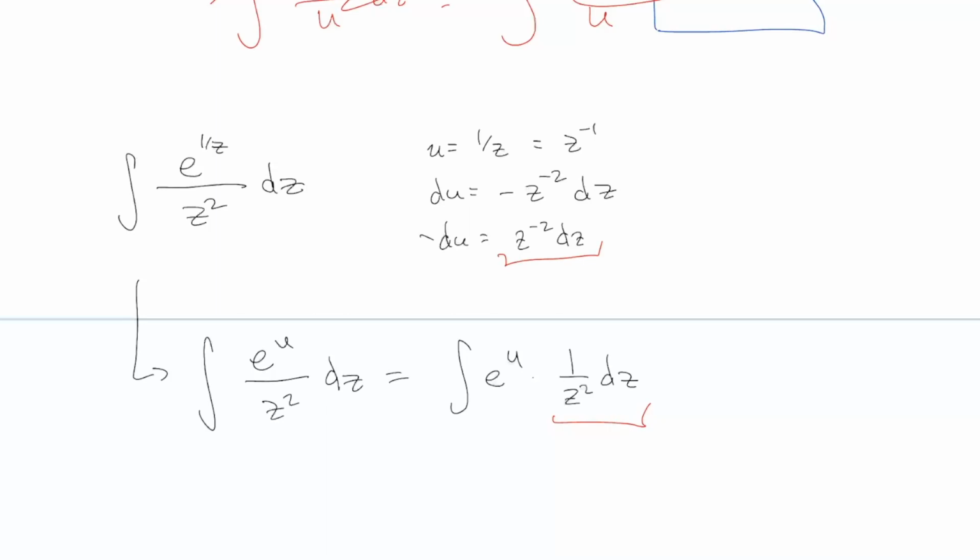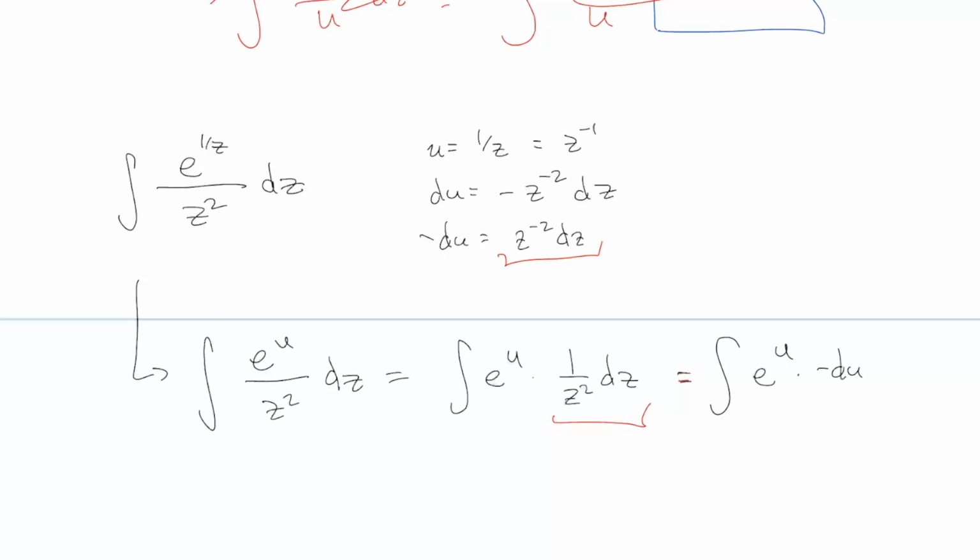They are the same. They're not written exactly the same, but when you look at them, I hope you realize they are the same thing. 1 over z squared is, in fact, the same as z to the minus 2. And so this thing in the red bracket equals negative du. So this is integral e to the u times negative du.